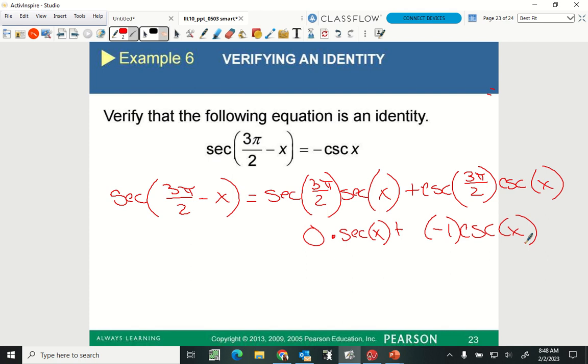What's going to happen to this? Anything times 0 is gone. 0 goes away, right? So now I am going to have -1 times CSC of x, which gives me negative CSC of x. There we go. I verified the identity. Makes sense? Hopefully.